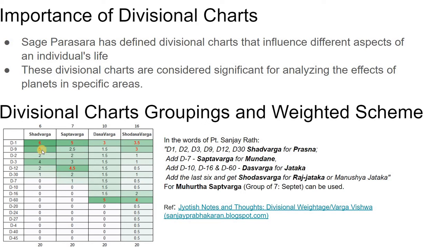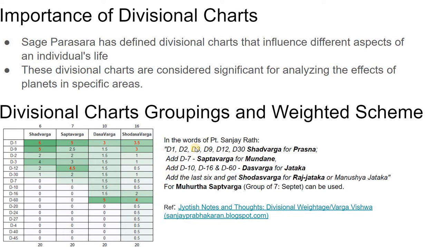And overall, he has also given weights to each of these schemes. In Shadvarga, the weight is 6 for D1, 5 for D9. So very high importance for the Rashi chart and somewhat fairly good importance for the Navamsha chart, and the rest follow suit. The overall total score is 20. So all these numbers are out of 20. He has given 6 out of 20 for the Rashi chart. Sapta Varga, he has given a different system of weights. So is Dasa Varga. So Shodasa Vargas.